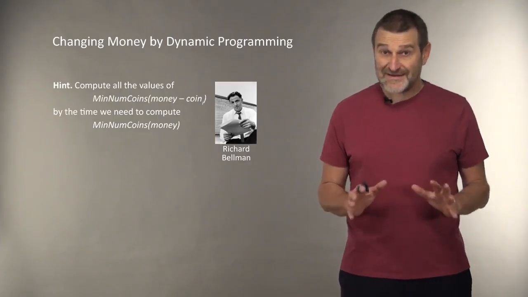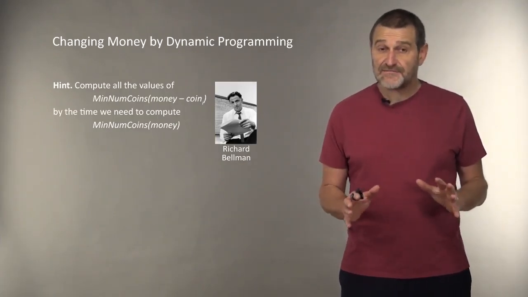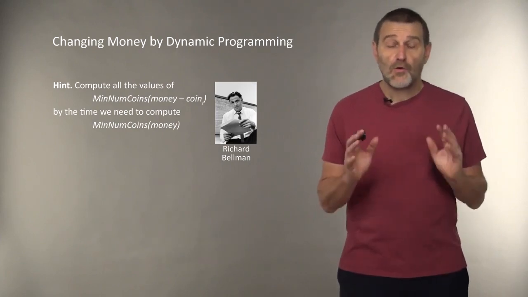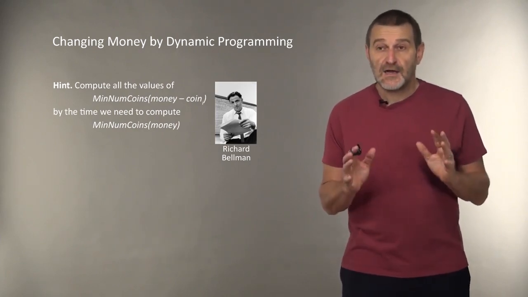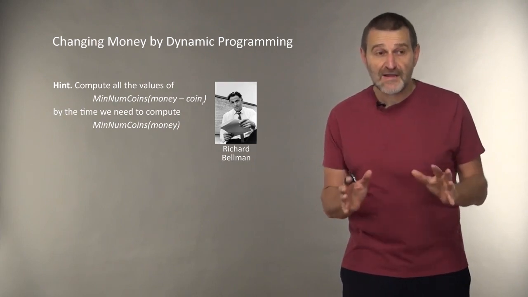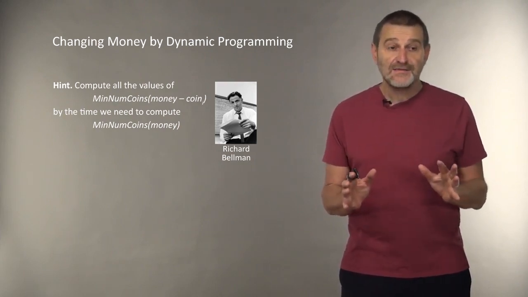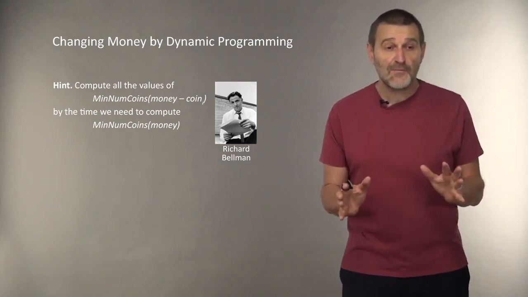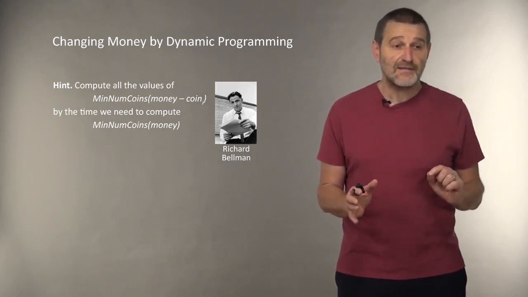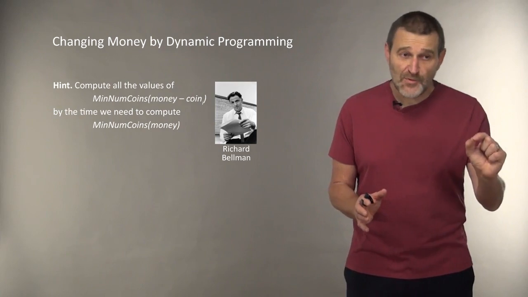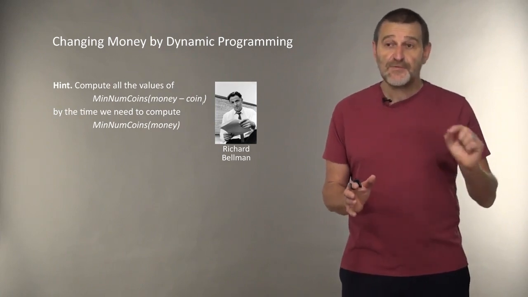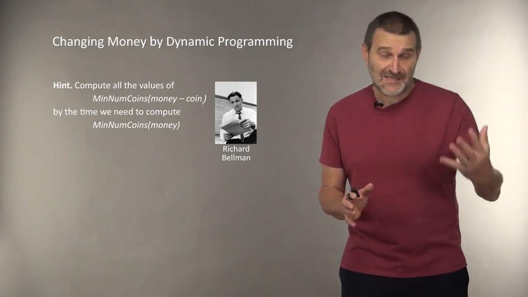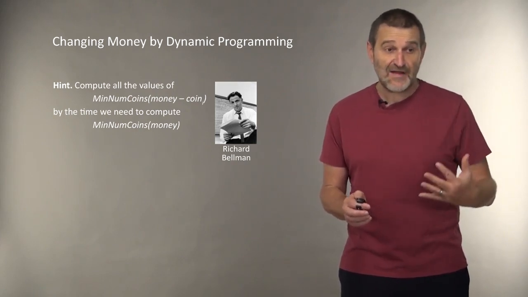Instead of changing money greedily, let's try something different. Wouldn't it be wonderful to compute all the values, the minimum number of coins for money minus coin I, that we need to compute the minimum number of coins for the amount of money? If we pre-computed all these values, then computing the minimum number of coins for a given amount of money would be a simple exercise and a very fast exercise, right?